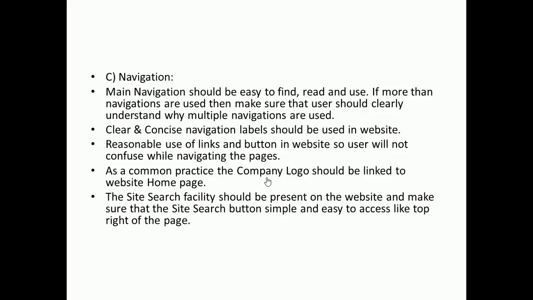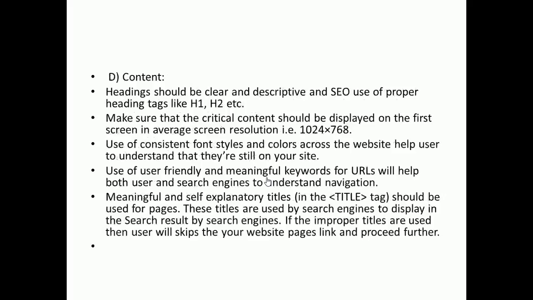Navigation. Main navigation should be easy to find, read, and use. If more than one navigation is used, then make sure that users clearly understand why multiple navigations are used. Clear and concise navigation labels should be used in the website. Reasonable use of links and buttons in the website so the user will not be confused while navigating the page. As a common practice, the company logo should be linked to the website homepage. The site search facility should be present on the website, and make sure the site search button is simple and easy to access, like the top right of the page.